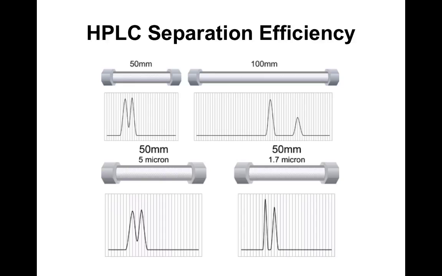Another approach is to shrink the bead size from 5 microns to about 1 or 2 microns. And so for the same length of column, 50 millimeters, you can get modest separation with the 5 micron bead, or very good separation with the 1.7 micron. And 1.7 micron bead size requires much higher pressures, and so this is what you find in UPLC, or ultra high pressure liquid chromatography.